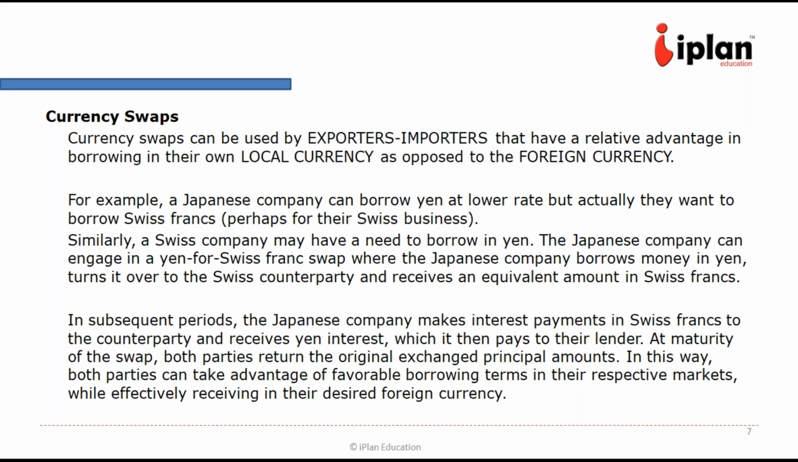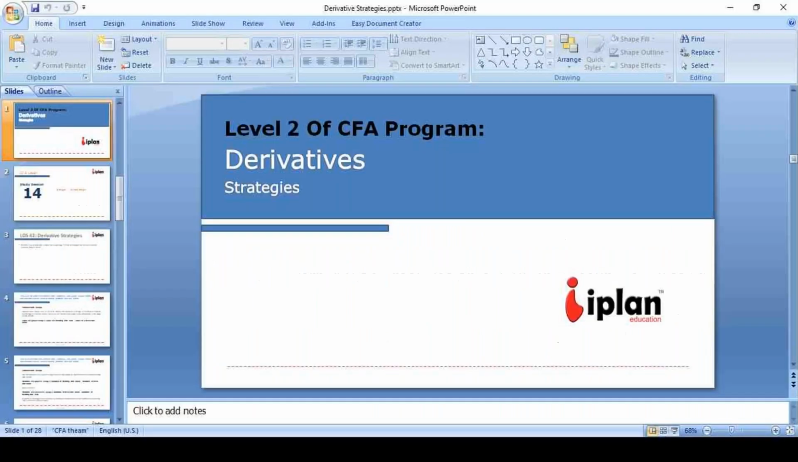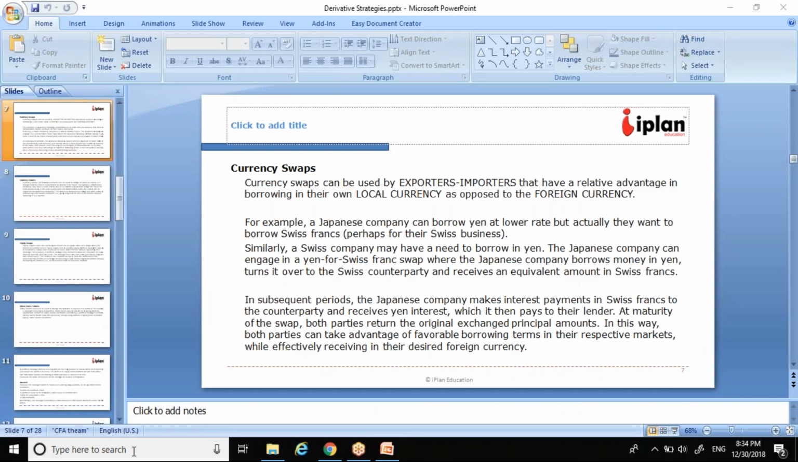So what is the benefit in this? See, the benefit is that when the Japanese guy has to take a Swiss loan, it might have come for 3.5%. So you might get confused. It's better to use an Excel sheet to explain it.